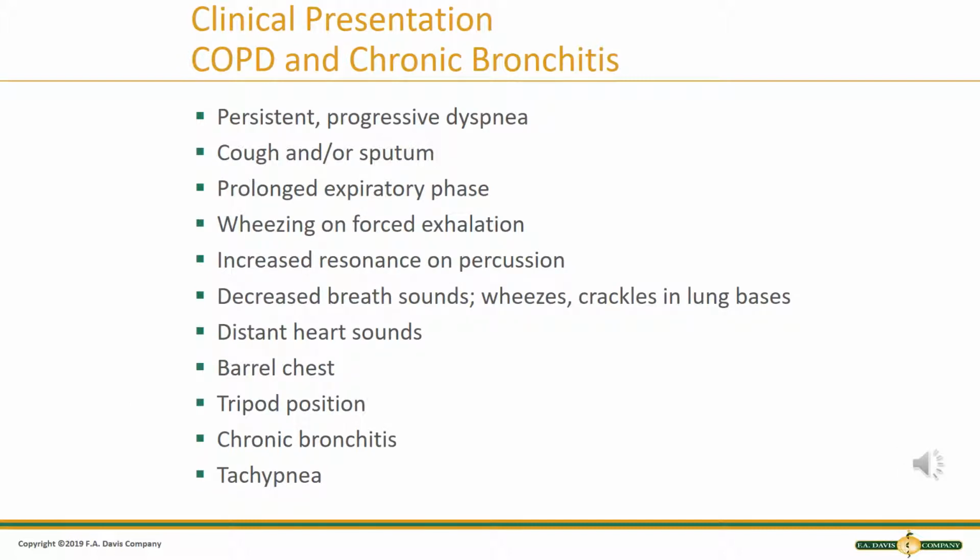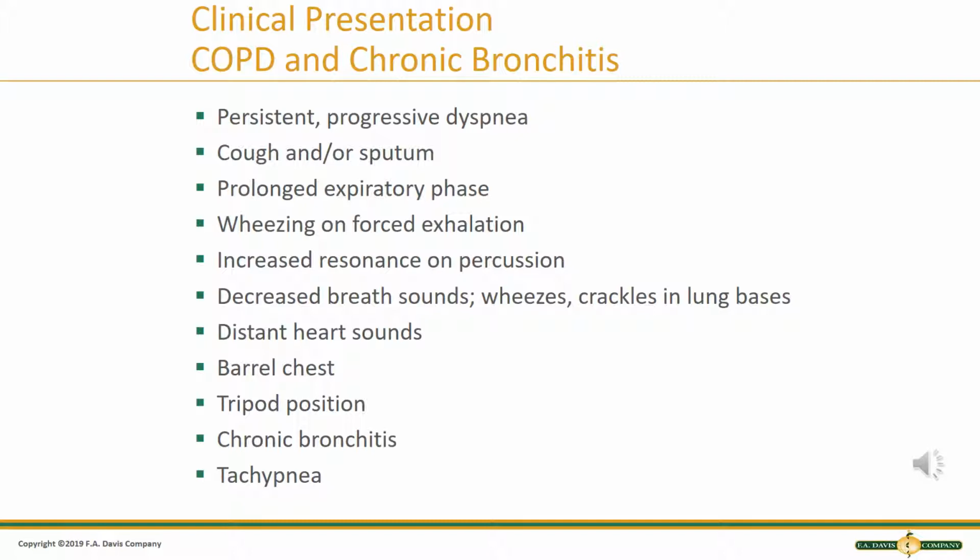This is the presentation you're likely to see with your patients with COPD and chronic bronchitis. These are the most common symptoms. Persistent progressive dyspnea. If they have severe disease, they'll have paroxysmal nocturnal dyspnea. Cough and/or sputum, and know that they will have colored sputum and increased production during the exacerbation of chronic bronchitis, along with a fever. Also understand that patients often underreport their symptoms.